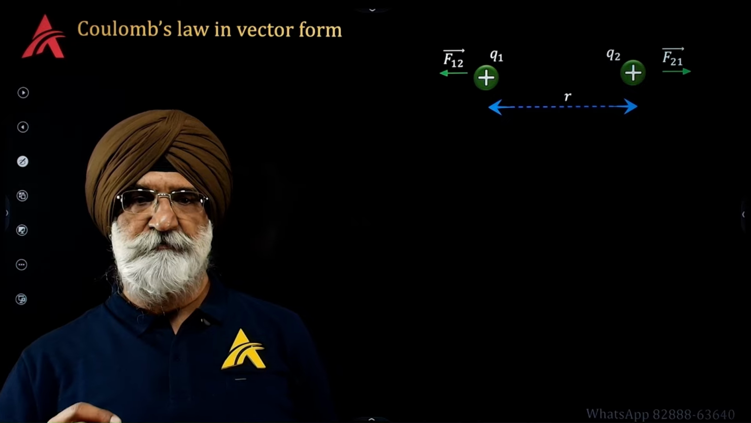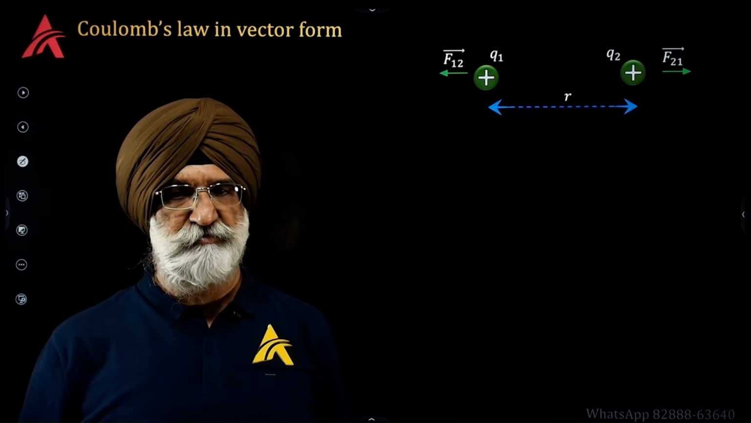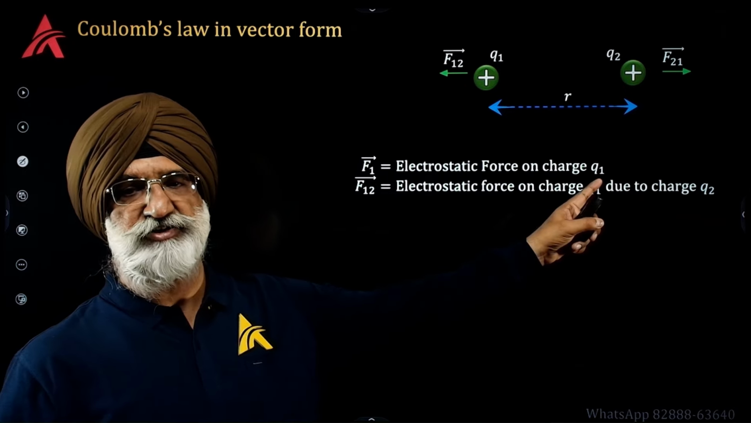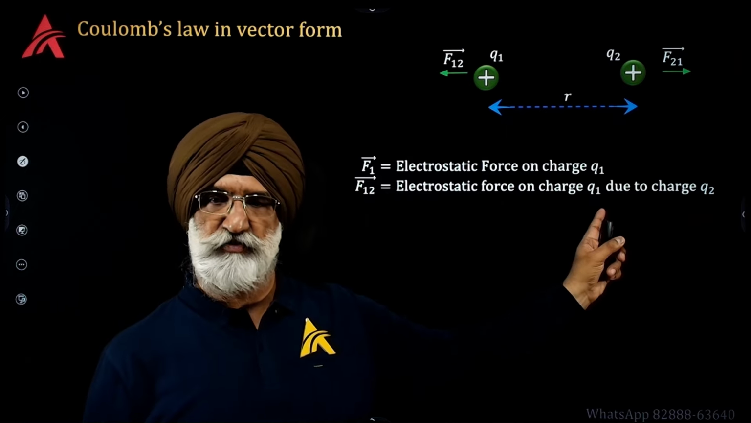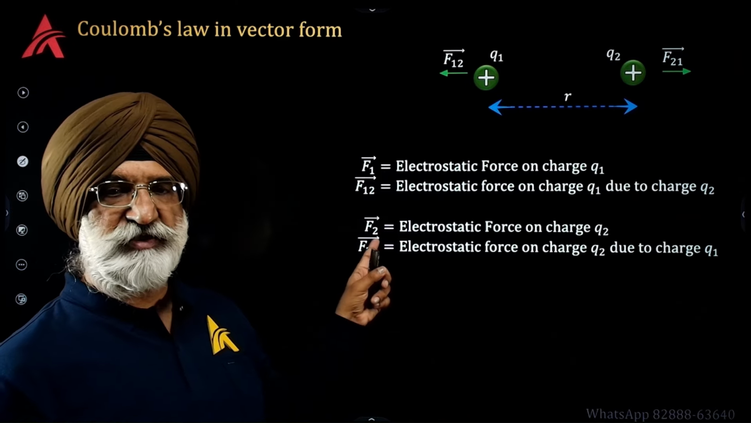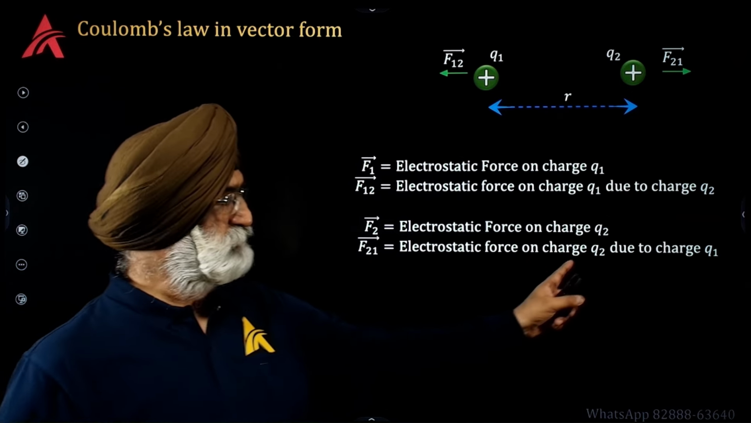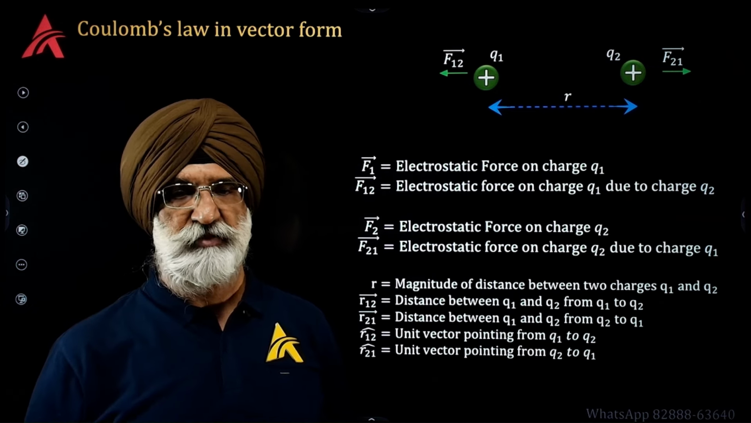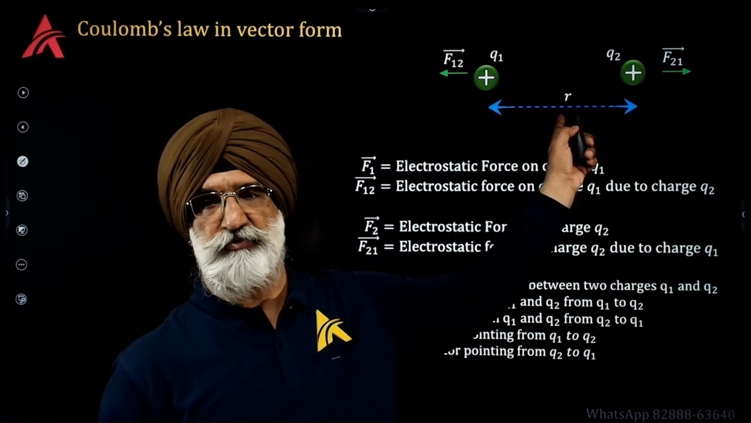Before we take up Coulomb's law in vector form, there are certain terms we are supposed to remember. If F1 is an electrostatic force acting on charge Q1, then F12 is an electrostatic force acting on charge Q1 due to charge Q2. Similarly, if F2 is an electrostatic force acting on charge Q2, then F21 is an electrostatic force acting on charge Q2 due to charge Q1. And r is the magnitude of the distance between the two charges Q1 and Q2.